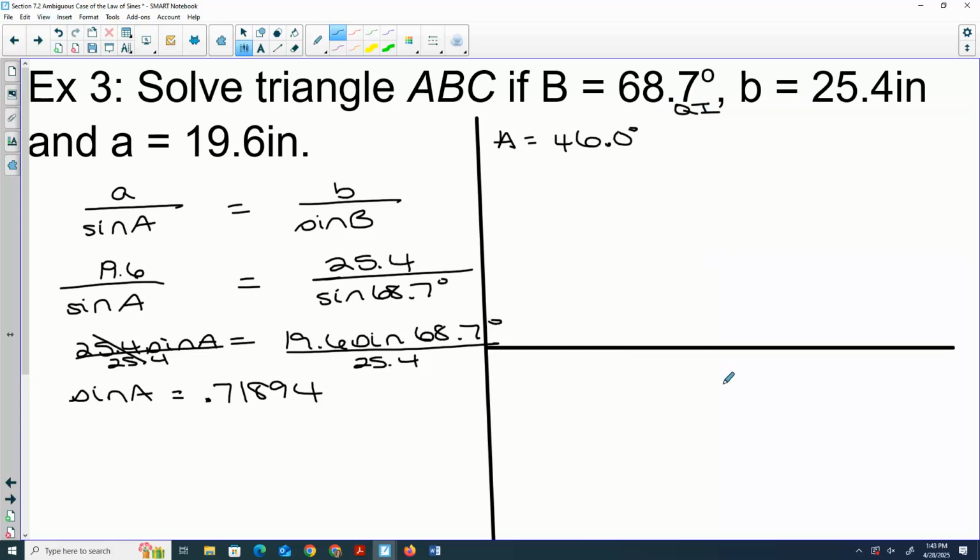That's our first triangle if we did quadrant 1. We know sine is also positive in quadrant 2. How would I place that angle in quadrant 2? 180 minus 46 is 134 degrees.